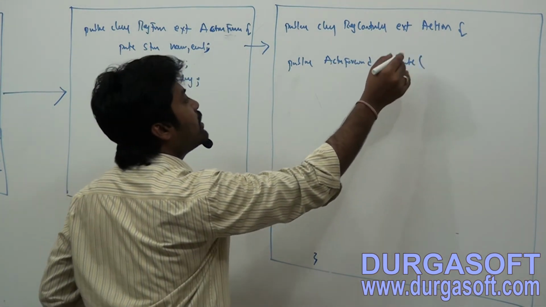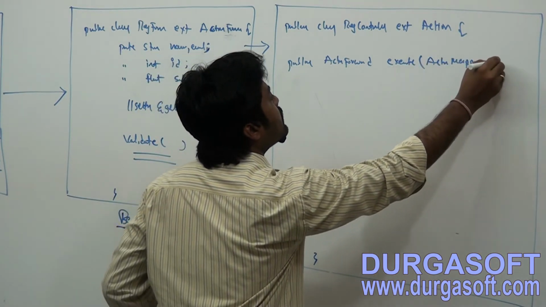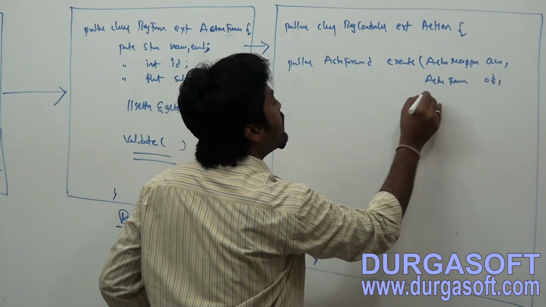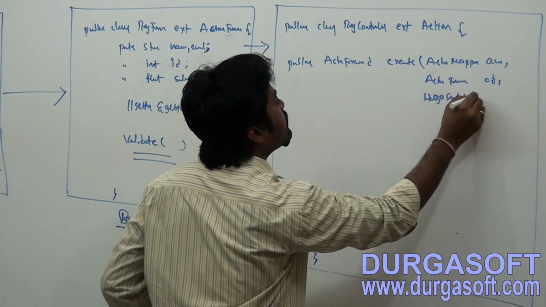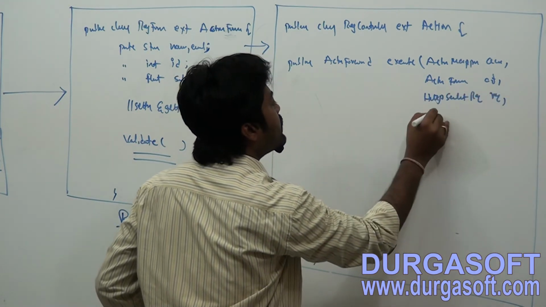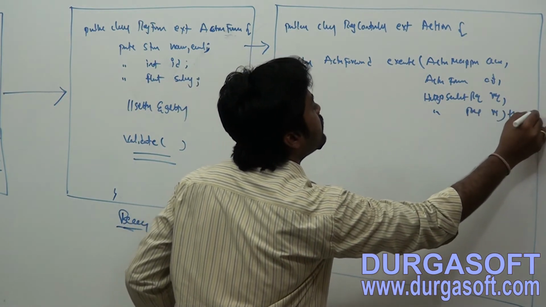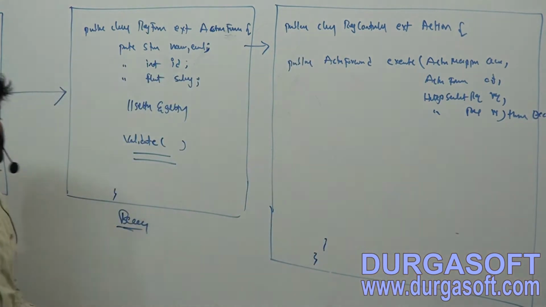Execute method input parameters are action mapping, action form, HTTP servlet request, comma HTTP servlet response. Finally it throws exceptions. If any method throws an exception, in that method we no need to handle compile time exceptions, we no need to write any try catches.